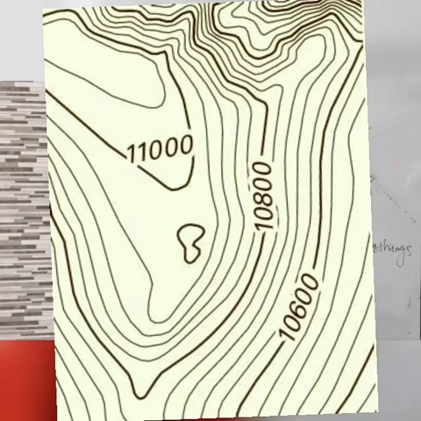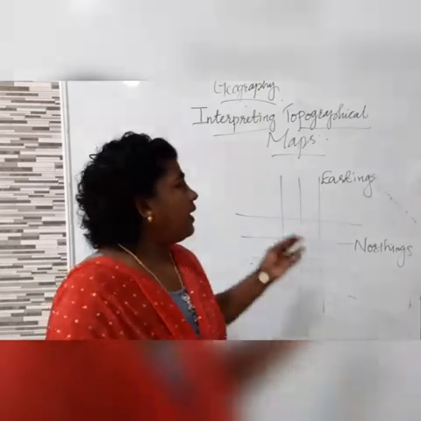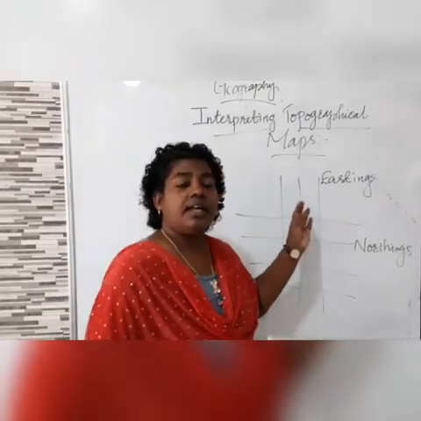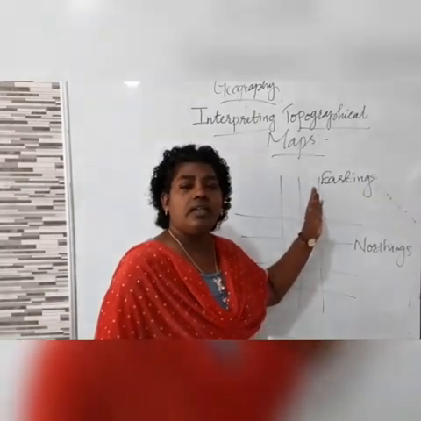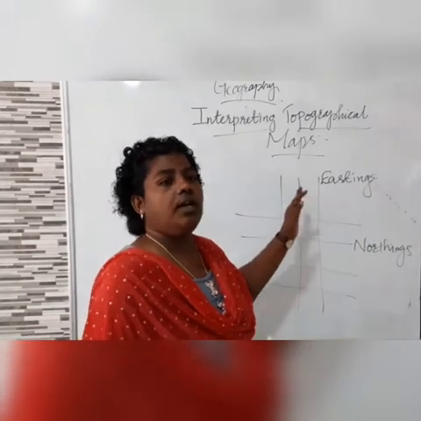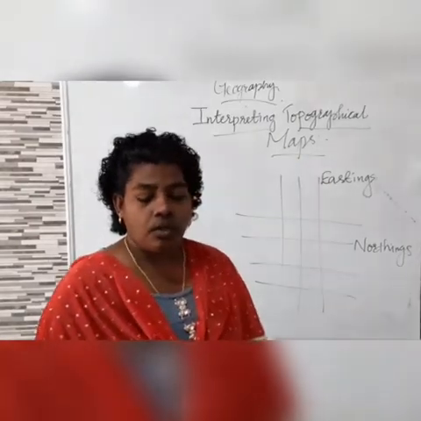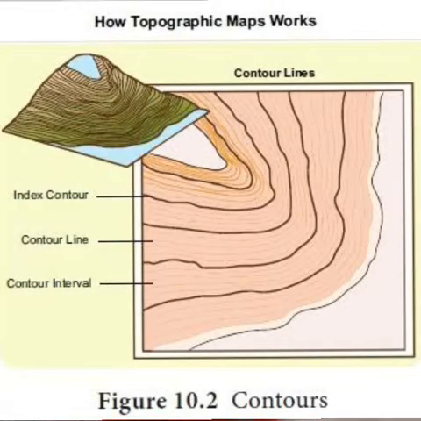In the topo map we have contour lines. What do contour lines mean? They are the lines that connect all the points that are the same height above the sea level. Those are called what? Contour lines. Now you have learned certain characteristics of these eastings and northings.